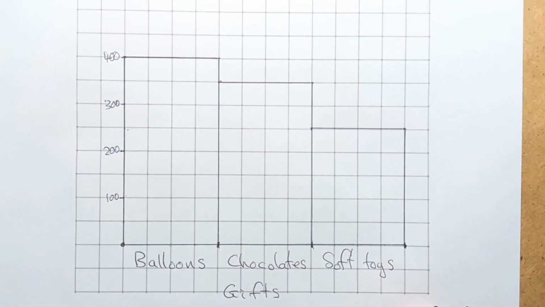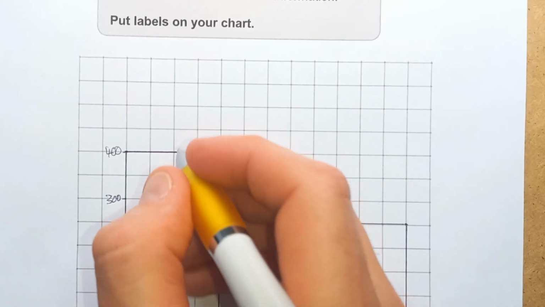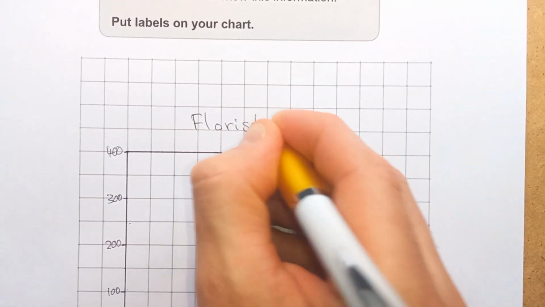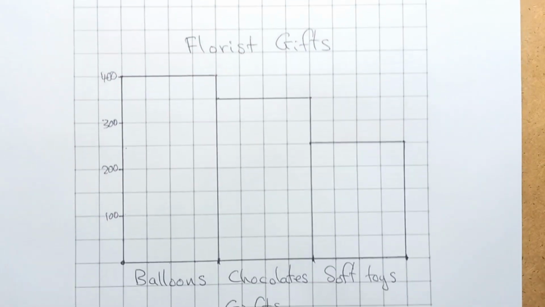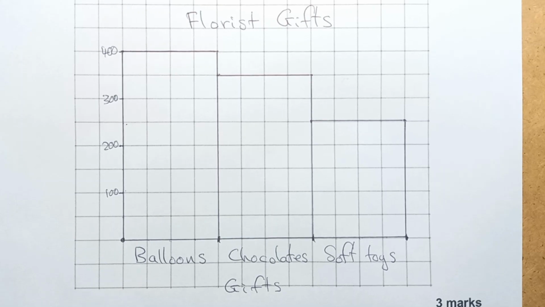Now the only thing that's missing from our graph is a title. So we can just put Florist Gifts. There you go. And that's the end of the paper.